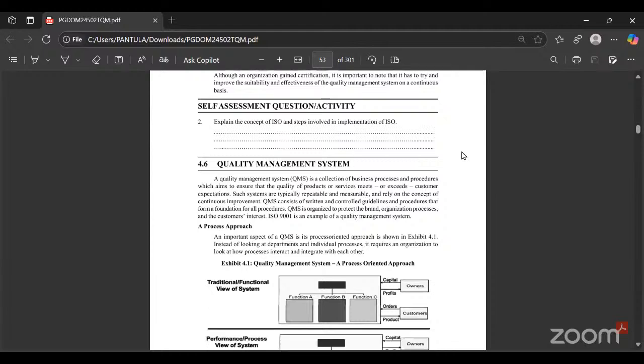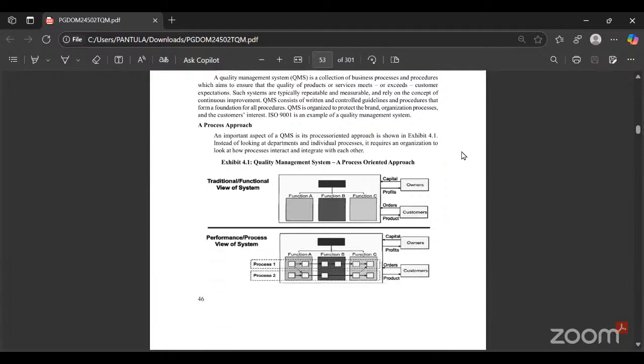Next, the quality management system. Quality is a process. A quality management system is a process-oriented approach, shown in the exhibit. You can see the traditional functional view, with functions A, B, and C, and the owners and customers. Owners give capital and enjoy the profit; customers give orders and get products. So here we have orders and products, capital and profit.